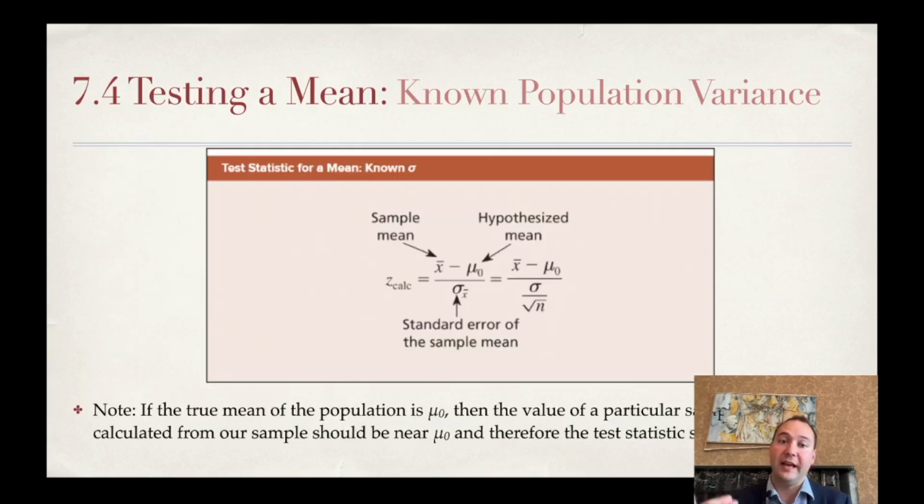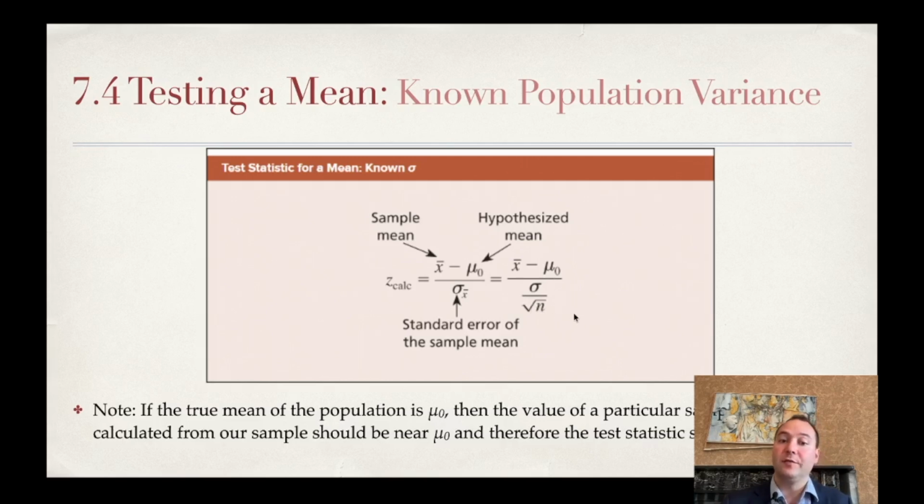Here is how you calculate that z-calc. We have our sample mean, so this is from the sample that I collect, minus what I expected about the population. And on the bottom, we have the standard error. The standard error of the sample mean is the known population standard deviation over the square root of the size of our sample.